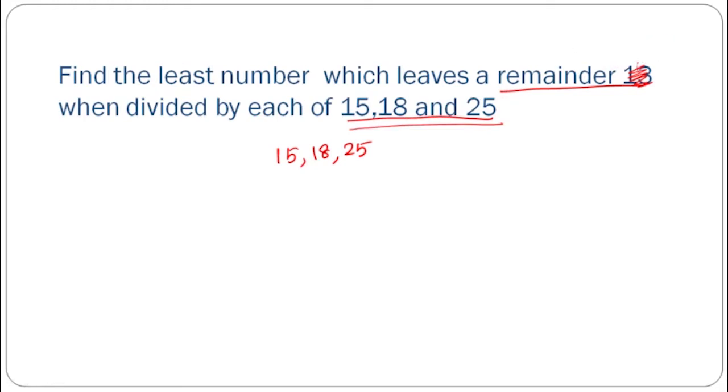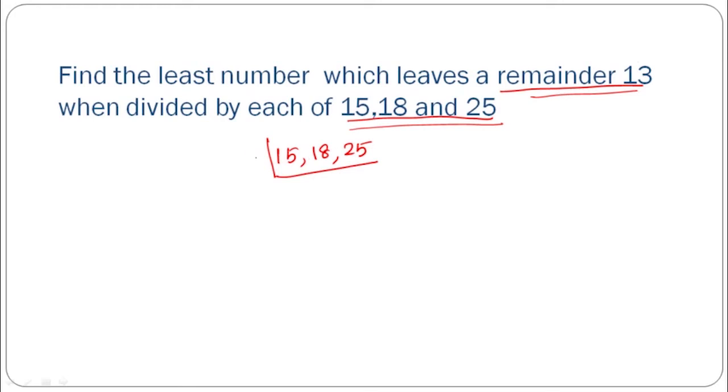In the actual question, what are they asking? They are asking which is the least number that will leave a remainder of 13 when divided by each of these three numbers. So what should we do? We should first find out the LCM of these three numbers and add 13 to that. That will give you the answer that we are looking for. Now, what is the LCM of 15, 18 and 25?